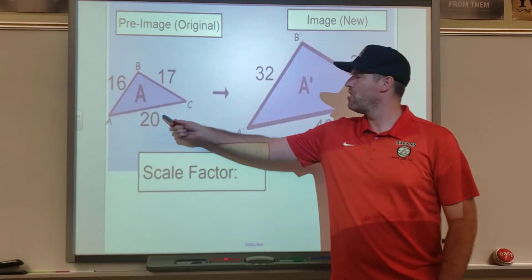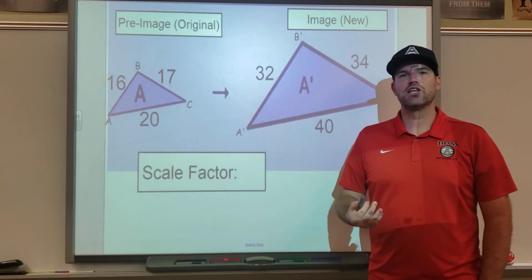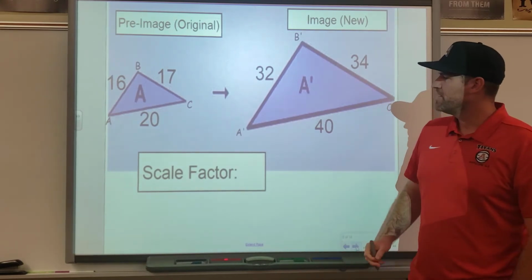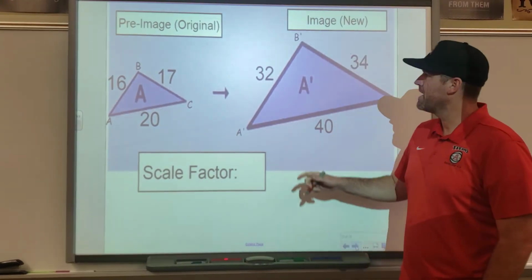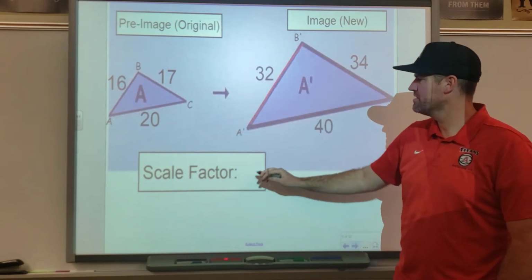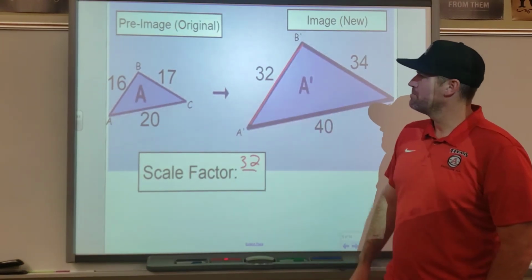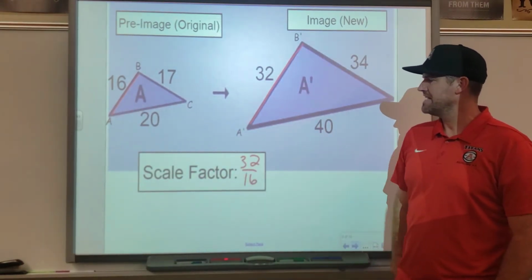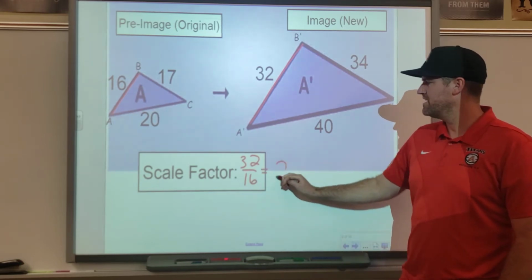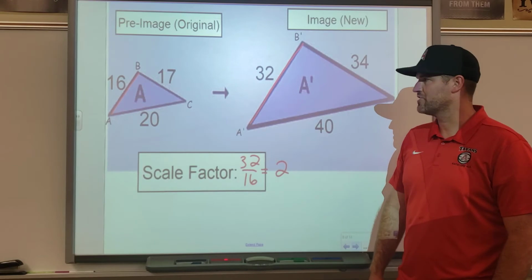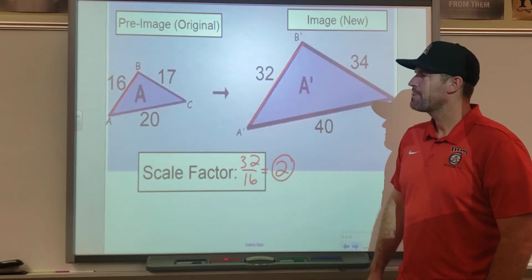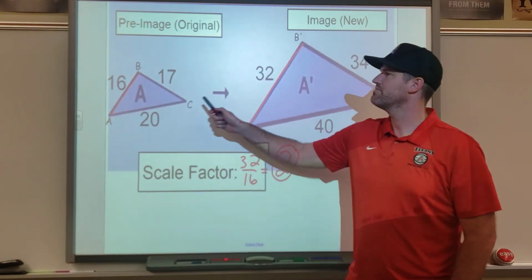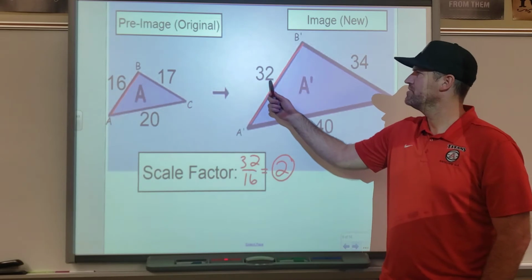Now, if we go from something small to something larger, we know we're enlarging it, and we know the scale factor needs to be greater than 1. If I take my new side length, I'm going to take this one, 32, and divide it by the original side length that corresponds to it, which was 16. 32 divided by 16 is 2. So my scale factor is 2. Again, scale factor means that's what I multiplied the original by to get the new one. So 16 times 2 is 32.